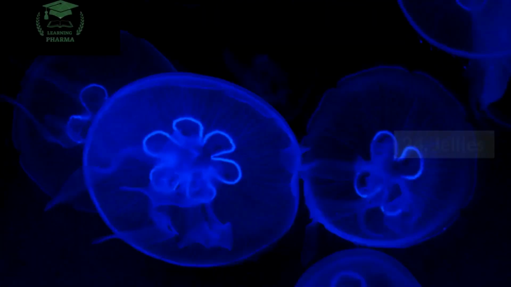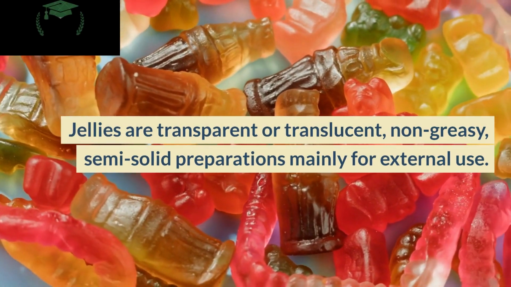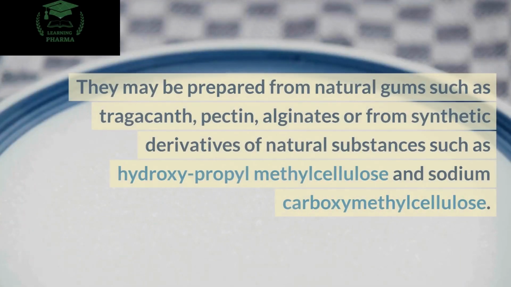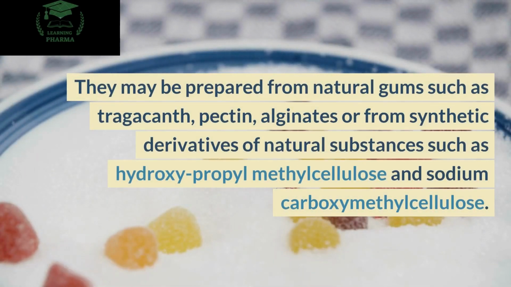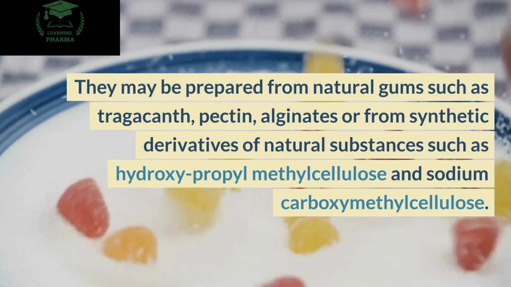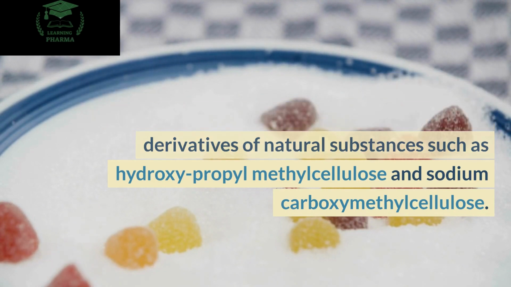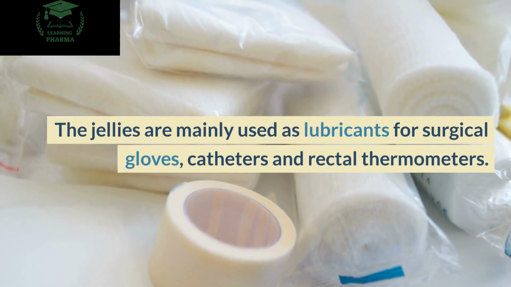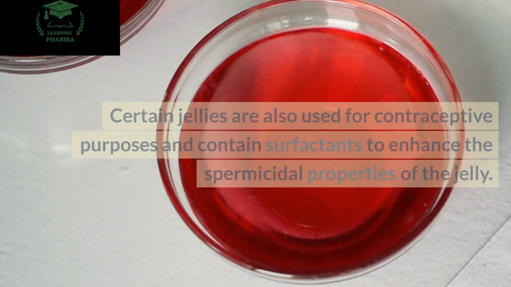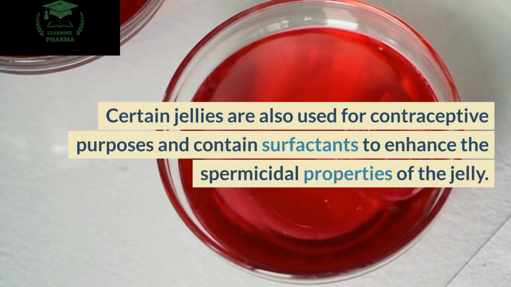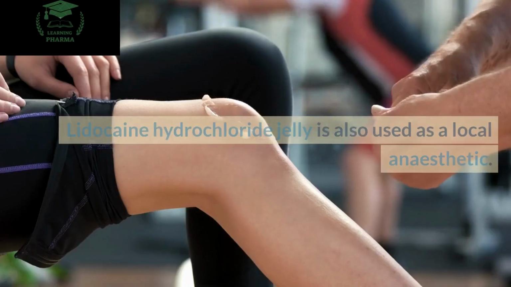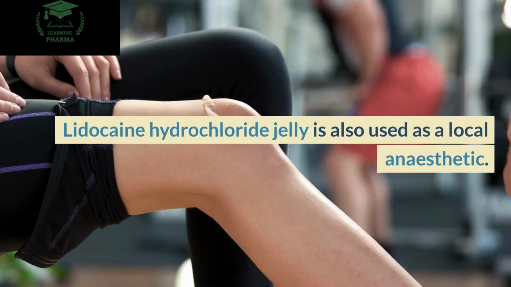24. Jellies. Jellies are transparent or translucent, non-greasy, semi-solid preparations mainly for external use. They may be prepared from natural gums such as tragacanth, pectin, alginates, or from synthetic derivatives of natural substances such as hydroxypropyl methylcellulose and sodium carboxymethylcellulose. The jellies are mainly used as lubricants for surgical gloves, catheters, and rectal thermometers. Certain jellies are also used for contraceptive purposes and contain surfactants to enhance the spermicidal properties of the jelly. Lidocaine hydrochloride jelly is also used as a local anesthetic.